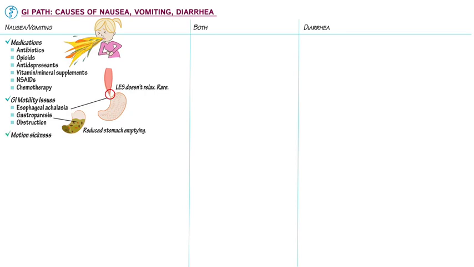Indicate that motion sickness is a common cause of nausea. It occurs when there's a mismatch between our expected and experienced sensory inputs. Our brains become confused about whether the body is stationary or moving.